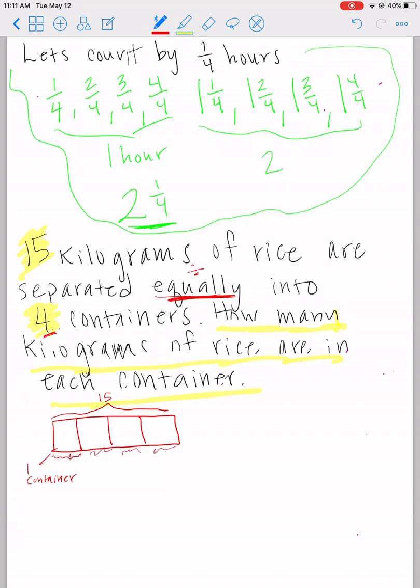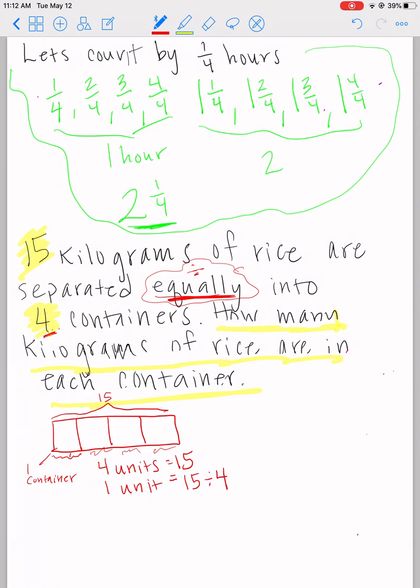So now I know that 4 units equals 15. I know that 1 unit equals, well, how am I going to figure out 1 unit? And, oh, it goes back up to this, equally. So probably 15 divided by 4.